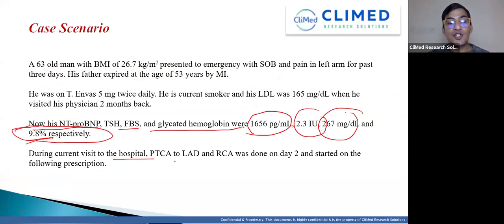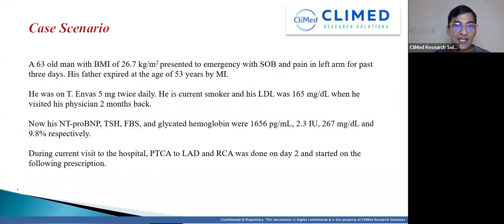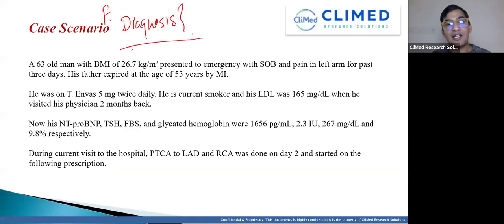During the current visit to the hospital, PTCA to LAD and RCA was done on day 2 and started on the following prescription. I'll come to the prescription. First, let me know from your side, what is the diagnosis of this patient? Tell me the full final diagnosis of the patient, guys. Write the final diagnosis of the patient.